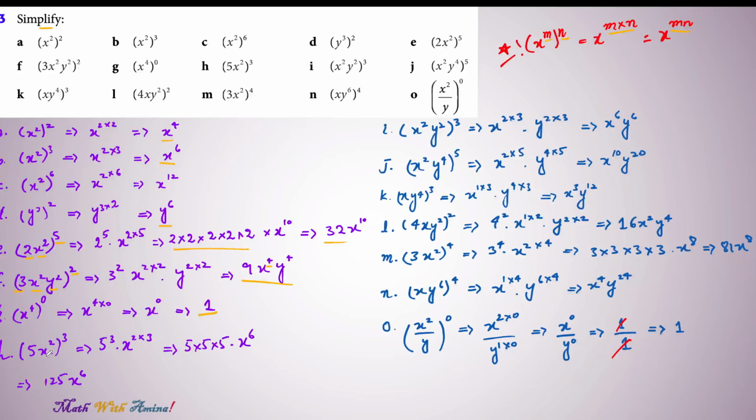Next we have 5x squared whole raised to the power of 3. So this 3 belongs to or is applied to the coefficient and the variable both.